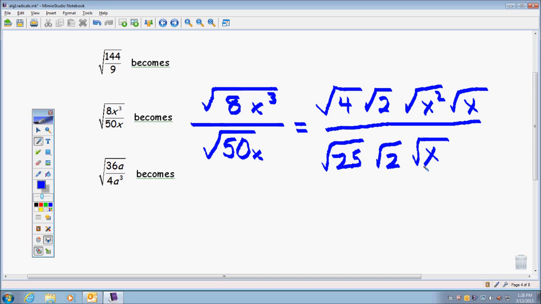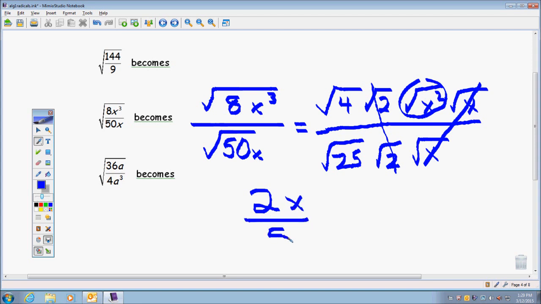Now, you learned a long time ago, anything on the top in the numerator can cancel with anything in the denominator. I don't care what it is. It could be a pencil over a pencil. It's gone. So radical 2 over radical 2 is gone. Radical x over radical x is gone. So what you're going to have here is on the top, you can have 2x. This is x right here. 2x over 5. That's it. 2x over 5.